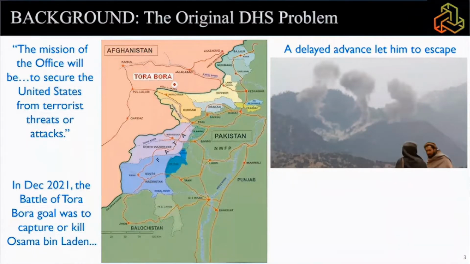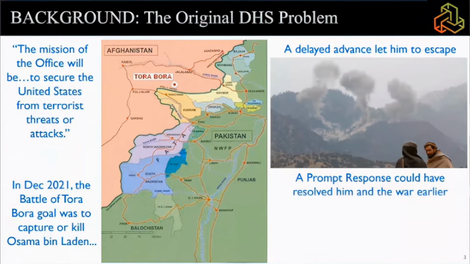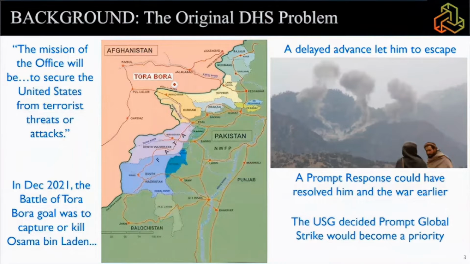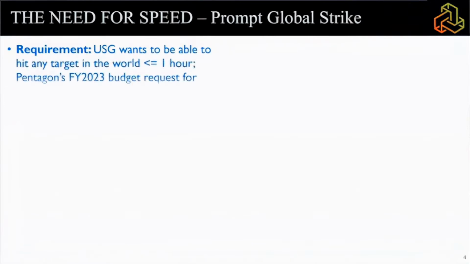And the government recognized this, and they said, well, if we had a prompt response, if we were a little bit more timely in what it is that we did, perhaps we could have resolved this war sooner. And so the government decided that the Prompt Global Strike initiative would become a priority. So there's a need for speed, which is known as Prompt Global Strike. The requirement at the beginning was that the government wanted to be able to reach out and touch bad guys anywhere in the world inside of an hour.